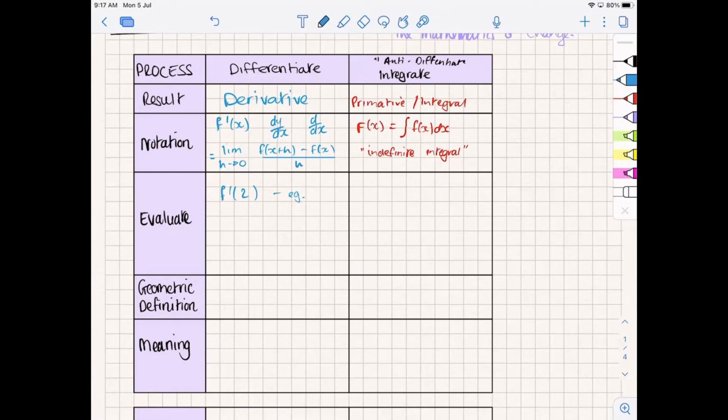f dash 2 tells the person looking at the problem to find the gradient at x equal to 2. Now, who can tell me what we would do if we were finding the integral? What would I need to tell you if I wanted you to find the integral of something? You need two very important things: an A and a B, a lower bound and an upper bound. There's my function f of x. And what do I have to do from this point onwards?